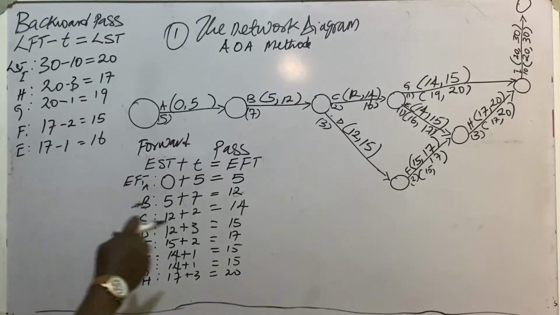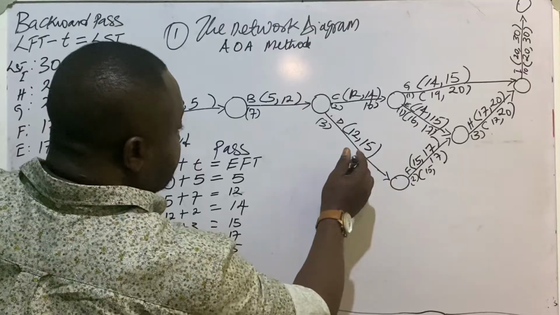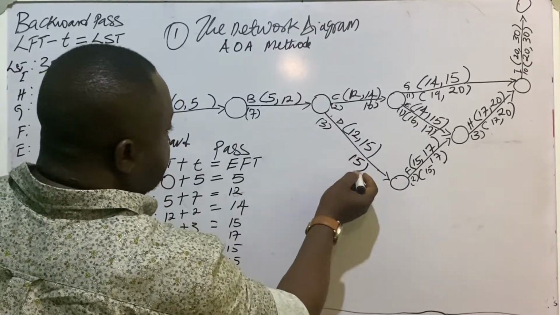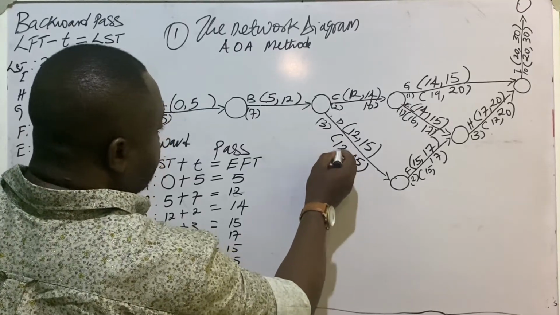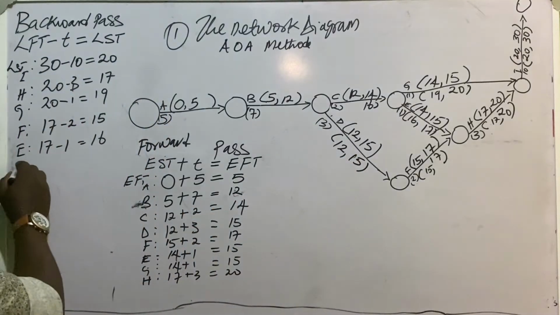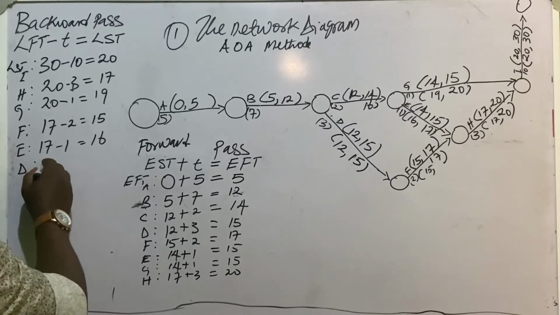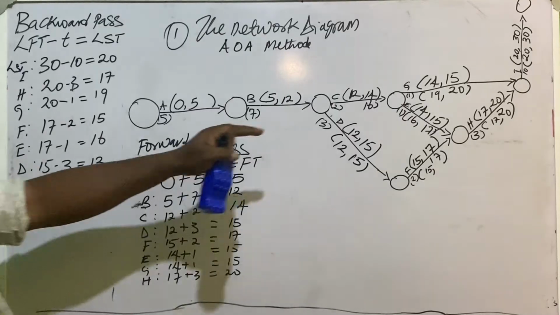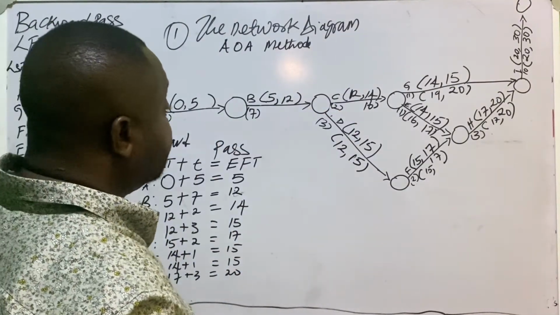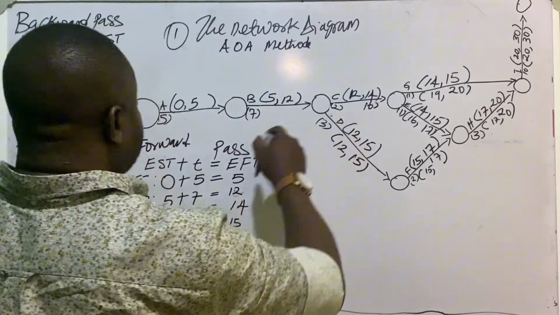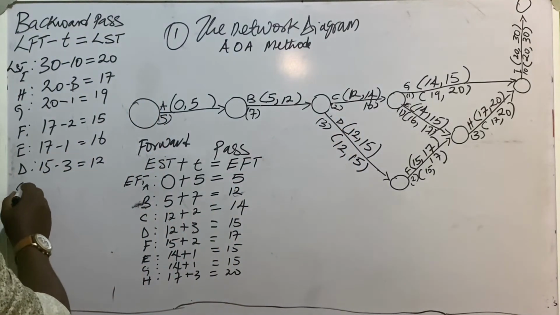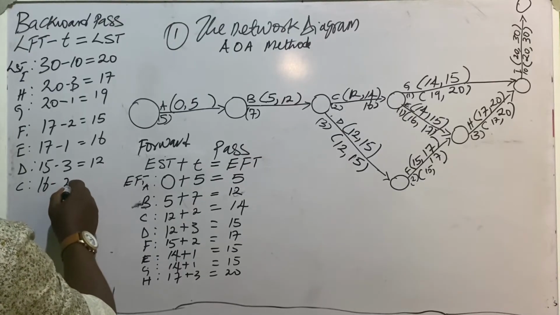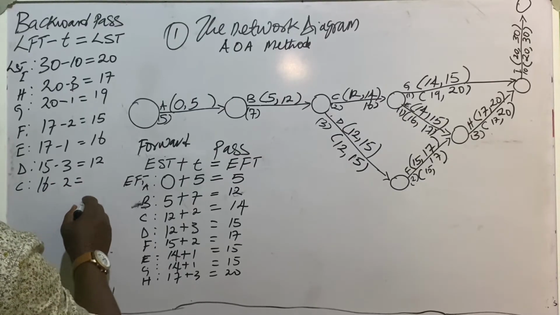That is okay, fine. Let's take this one. It's 15 here. 15 minus 3 will give us 12. So for D, 15 minus 3 will give us 12. Then for C, that we've explained, we'll have 16 minus 2, which is 14.